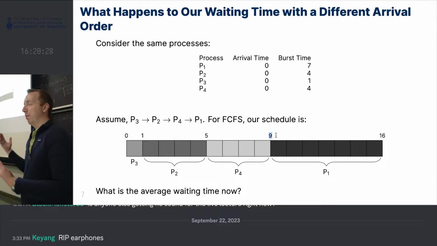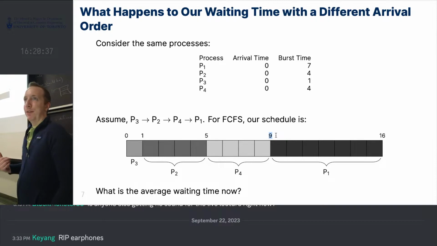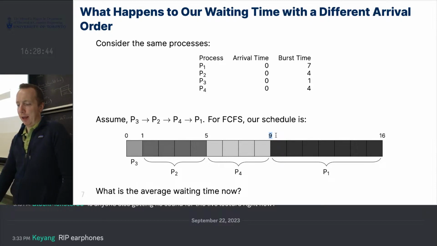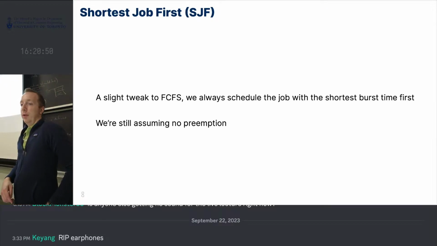So just based off the order of these processes, our average waiting time was actually halved. So you might think that, hey, first come, first serve, we're kind of at the mercy of whatever order the processes arrive in, and we can probably do a bit better. So the astute among you would have noticed that if I want to minimize average waiting time, I should probably just do the shortest job first.